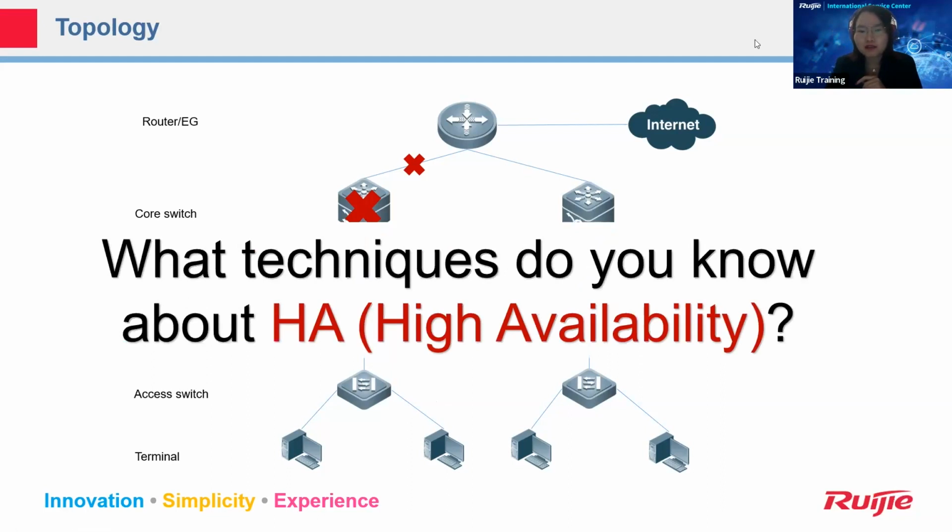what technology do you know about HA, high availability? So if you have any idea, you can write it down in the chat window. Let me see what other technologies you want to know about HA, only the special features of high availability. Redundant. Actually, this is a function we hope we can get, the redundancy failover.